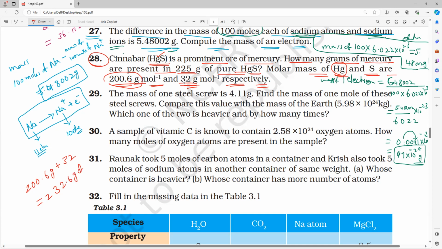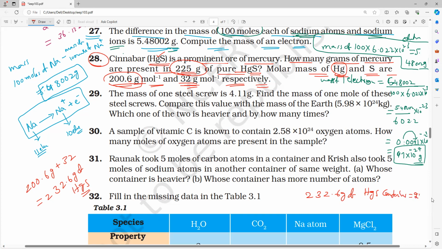232.6 grams of HgS, so that is the molar mass. But they are giving here only 225 grams. So if you have noticed, how do we find the total molar mass? Listen everybody: 232.6 grams of HgS contains how many moles of mercury?